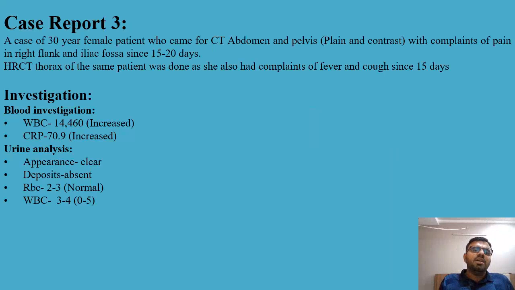Now case 3. A case of a 30-year-old female patient who came for CT abdomen and pelvis, plain and contrast, with complaints of pain in the right flank and iliac fossa since 15 to 20 days. Then HRCT thorax of the same patient was done, as she also had a complaint of fever and cough since 15 days. Other investigations were also done. Blood investigation: WBC count is 14,460, increased; CRP is 70, increased. Urine analysis: urine appearance is clear, deposits are absent, RBC is 2 to 3, and the WBC is 3 to 4.